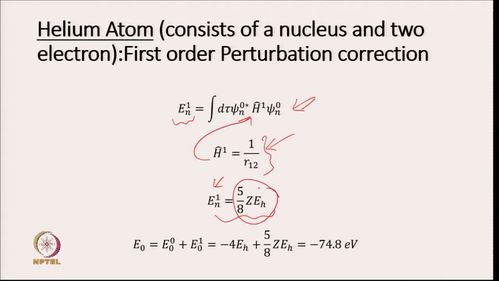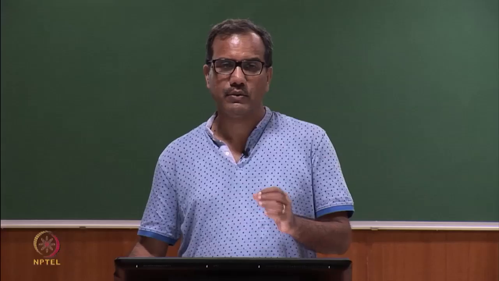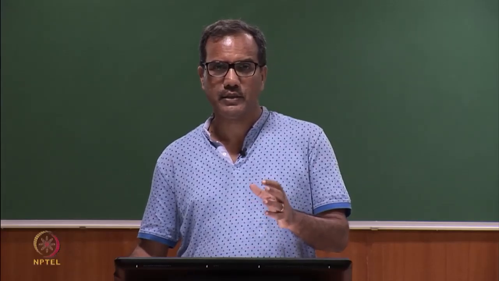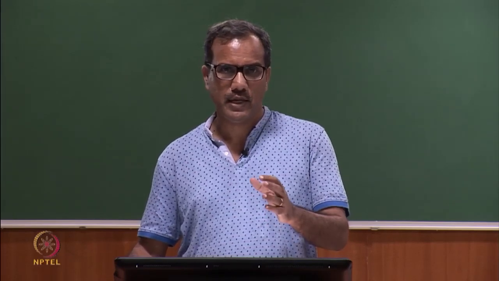That is equal to 5/8 Z Eh, where Eh is the Hartree energy. So, your energy E naught is equal to E naught naught, which is obtained neglecting the repulsion part, plus this, which is your perturbation. If you add this, you will get -74.8 electron volt. So, these are the three different methods in which you can calculate the energy of orbitals associated with the helium atom.